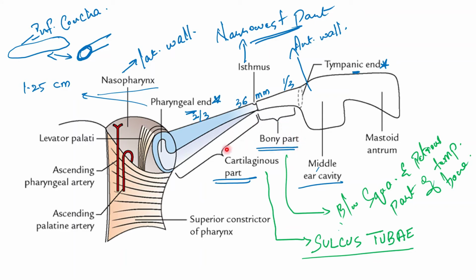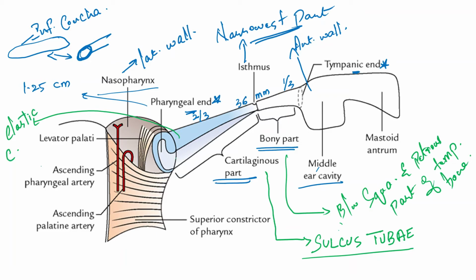When we talk about the cartilaginous part of the auditory tube, it is made up of elastic fibrocartilage. As we can see here, the part in blue shade is made up of elastic cartilage.